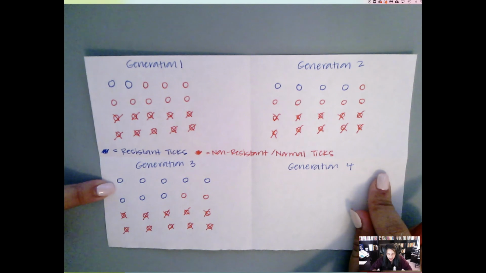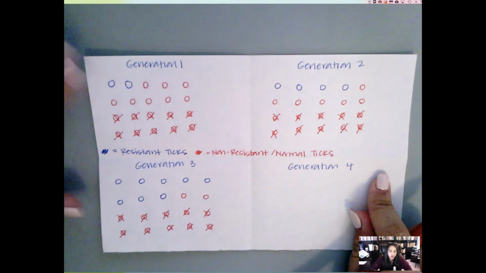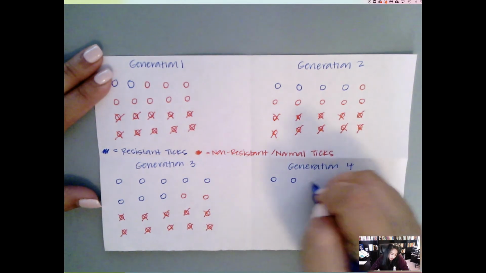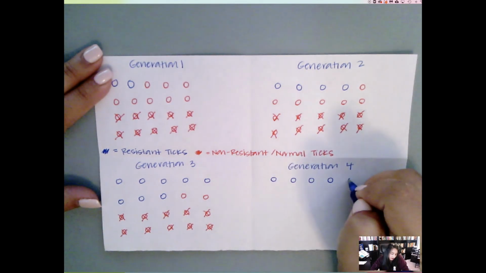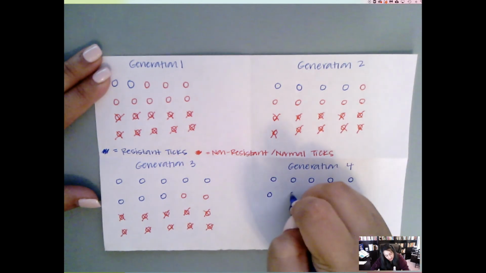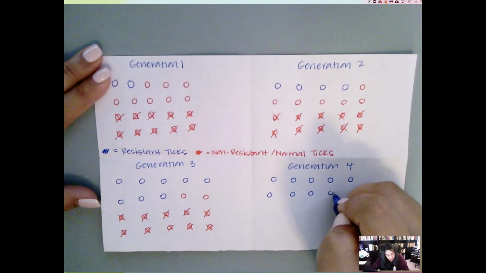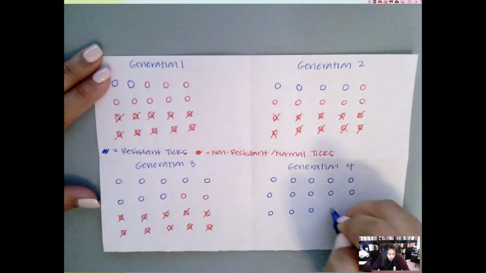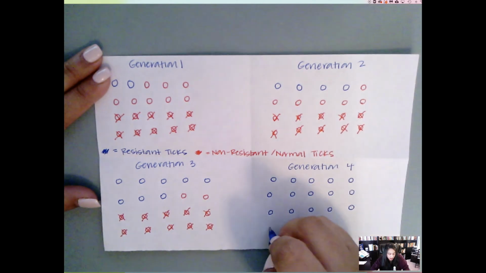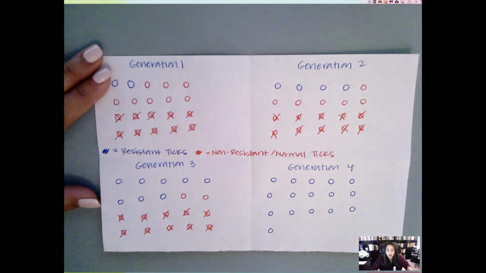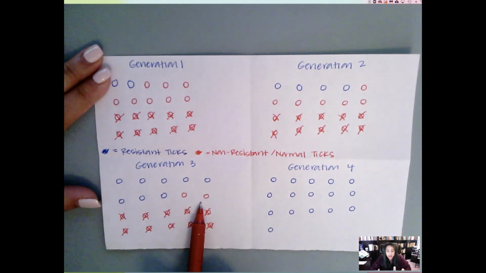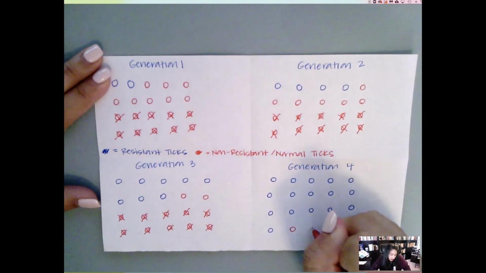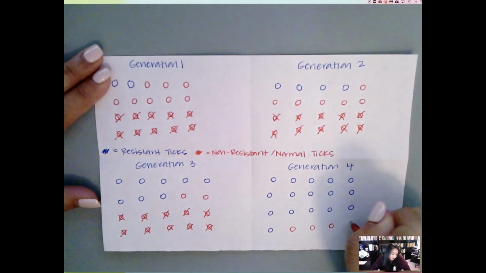So because I have 8 resistant ticks, I'm going to have 16 in generation 4. So we'll do 16 blue circles. So 1, 2, 3, 4, 5, 6, 7, 8, 9, 10, 11, 12, 13, 14, 15, and 16. We have 2 non-resistant ticks and they're going to double, so now we will have 4 non-resistant ticks in generation 4. 1, 2, 3, and 4.